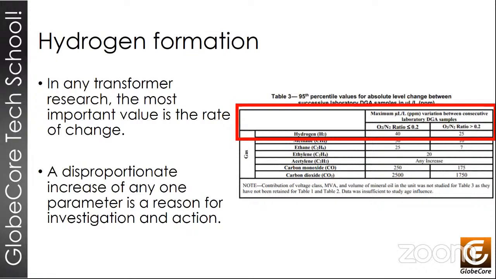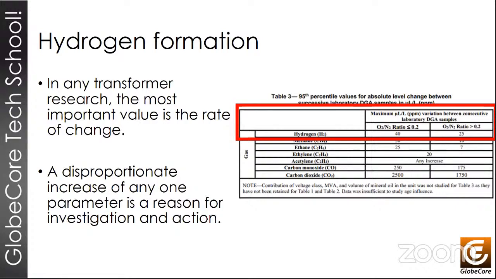Whenever studying transformers, the most important parameter is the rate of change, actually. It's not so much the flat number, but the rate at which that number changes. So whenever we have an abrupt change, it's important to be able to determine what is causing that change. And it doesn't matter if the change is still within acceptable values. Any sudden inappropriate changes identify incipient problems in the transformer.